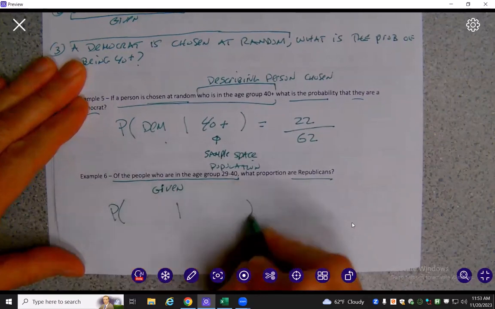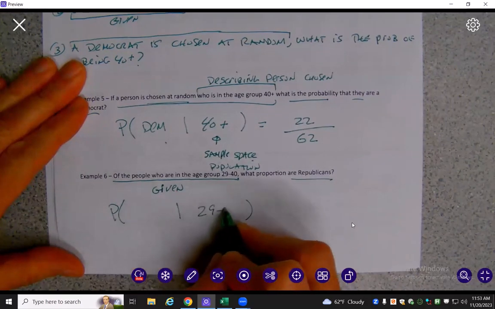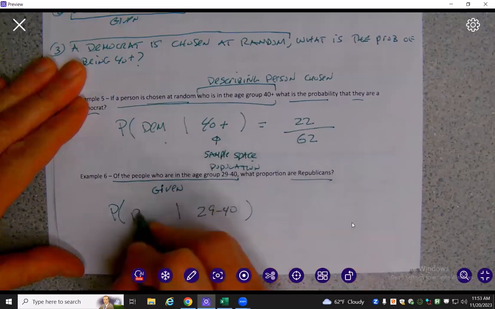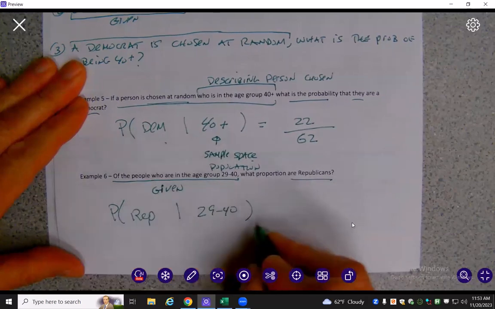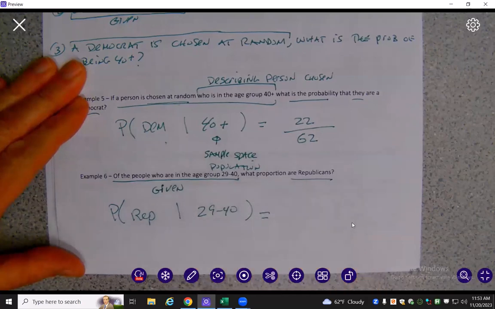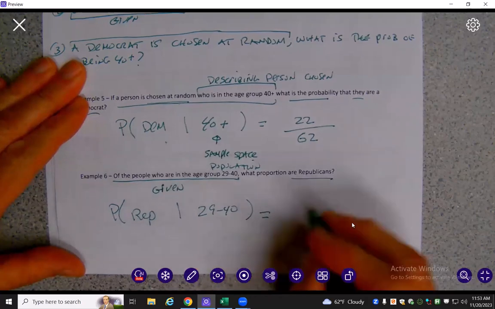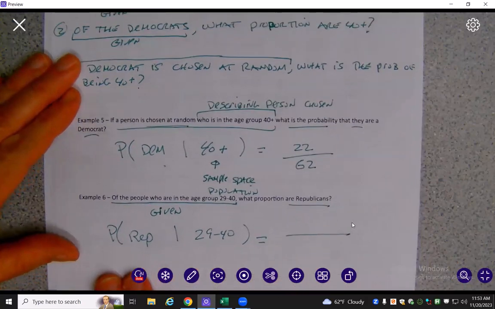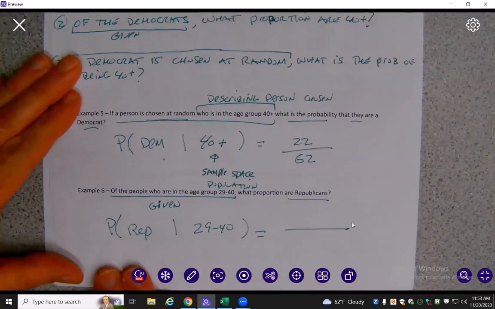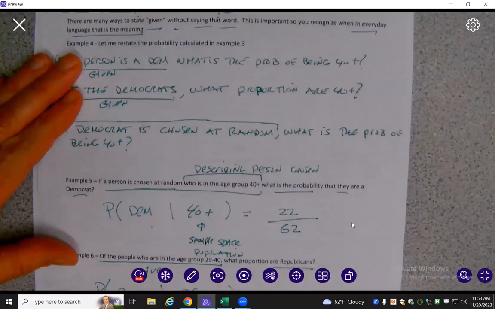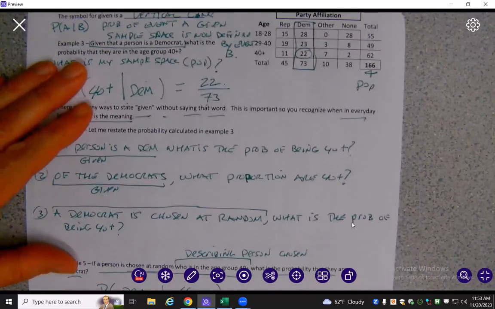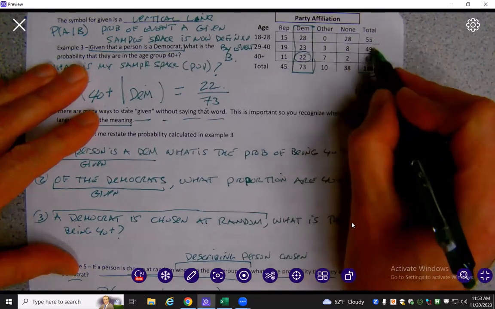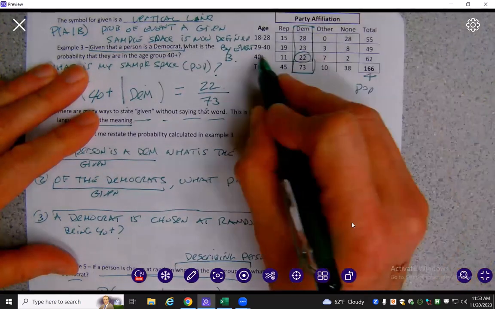So this would be, okay, the given, what's the given? 29 to 40, that's all we're talking about. And what are we after? What proportion are Republicans? That's all we care about. So now, because of that, I'm only going to be interested in 29 to 40. That's all. Come over here, 29 to 40. There's only 49 people that meet the criteria, 29 to 40. So this is my given.